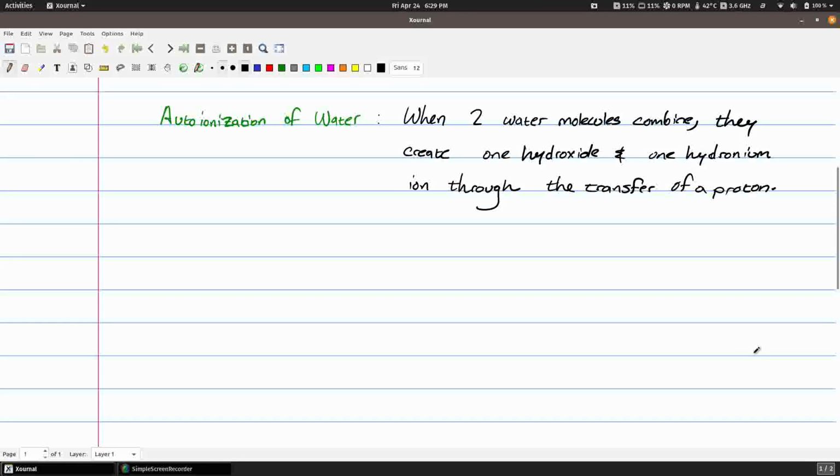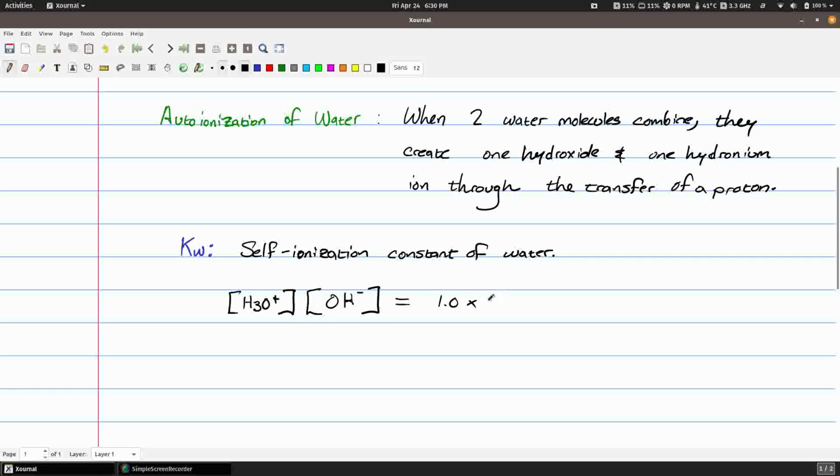Okay, so the auto-ionization of water has a Kw constant, or it's called Kw, but it's the equilibrium constant of water. So this is a number, the self-ionization constant of water. So we have H3O plus times OH negative, and then this is going to equal 1.0 times 10 to the negative 14. So this would be your constant right here.